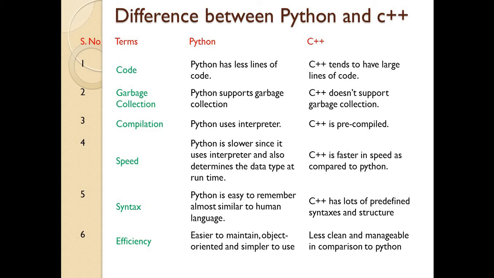The last difference is efficiency. Python programming is easy to maintain, and Python is object oriented and simpler to use, whereas C++ is less clean and manageable in comparison with Python. So maintaining the program code is a bit difficult in the case of C++, right? So these are some of the basic differences. Still, we can differentiate lots of things between Python, C++ and C programming, but these are the basic concepts I want to show.